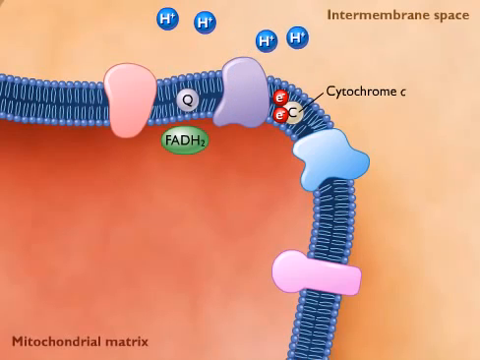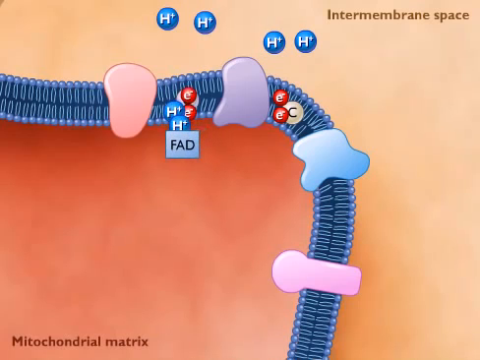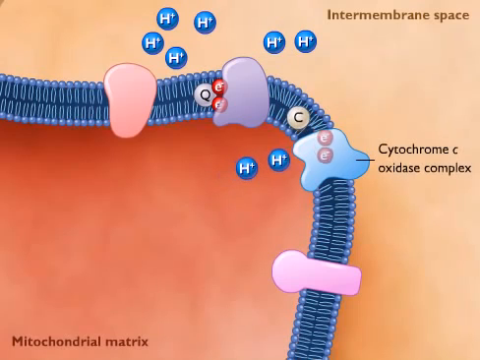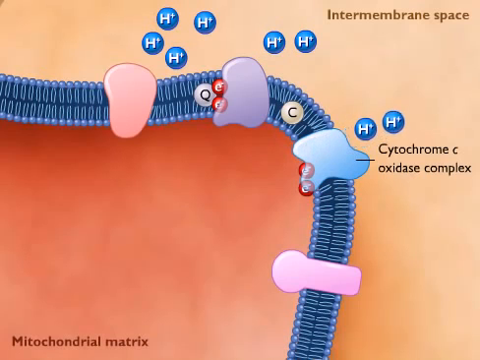of the membrane. Electrons are also transferred from FADH2 to coenzyme Q, with the protons being transferred across the membrane. Cytochrome C transfers electrons to the cytochrome C oxidase complex. Protons are also transferred to the outside of the membrane by the cytochrome C oxidase complex.